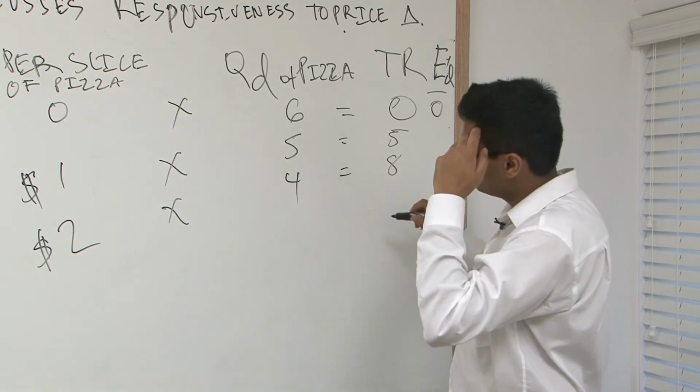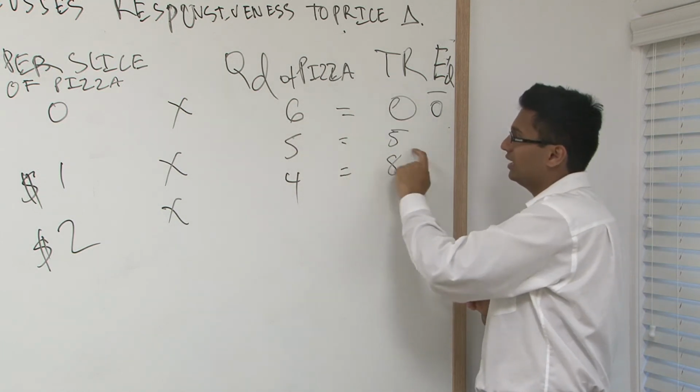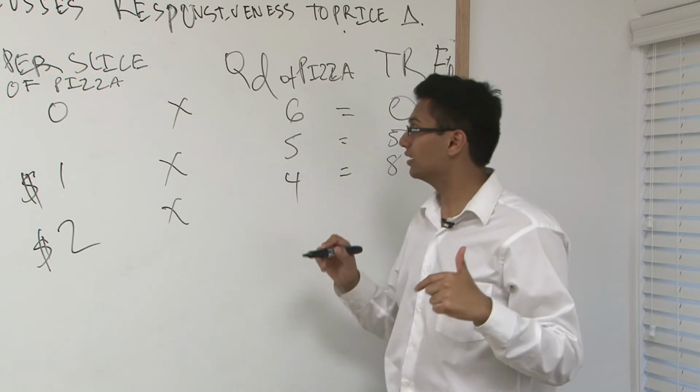So when I've gone from, actually no, 6 is talking about 0, excuse me. We'll talk about B, okay? So B, elasticity of demand. All right, so let's talk about the elasticity of demand for B.